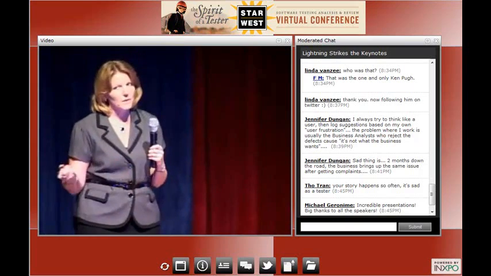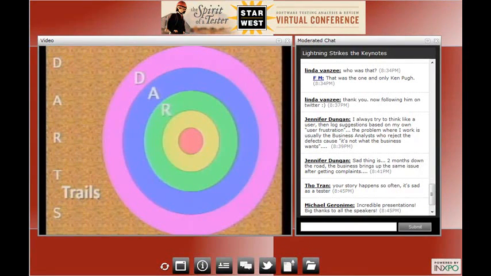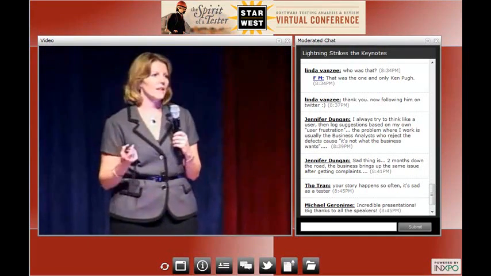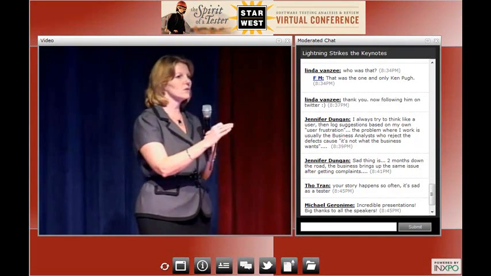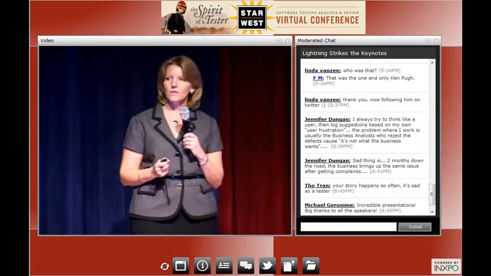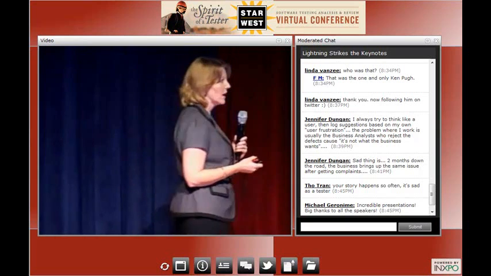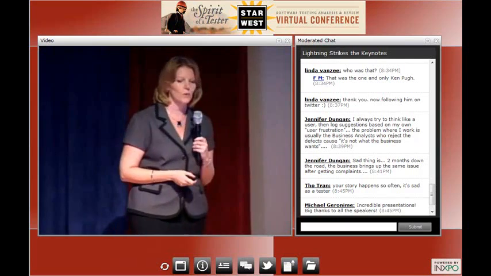Trails. I had to make the acronym work. So this one was a bit of a stretch. So I want you to think about flows. Flows through systems, sequences, transactions, end-to-end, round trip, anything that barrels a path through a system, I want you to think of as a trail. So we'll put that up on the board.